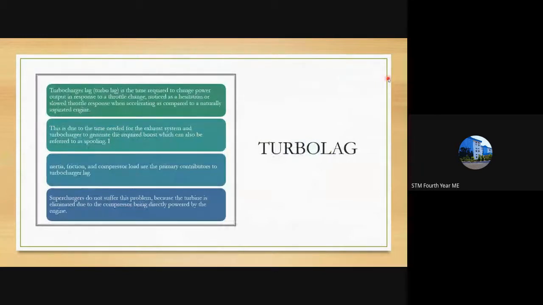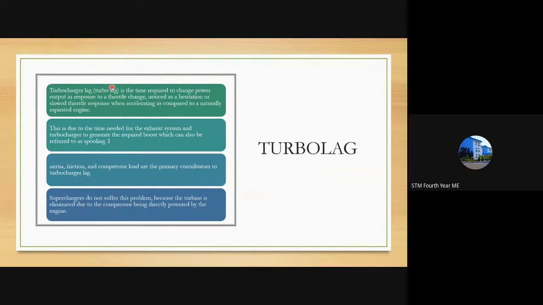Next is the turbo lag. So what is the turbo lag? I have explained it before. Initial starting of a turbocharger is very hard. For the initial starting, the exhaust gas has to be supplied at sufficient temperature and velocity for the turbocharger to start.